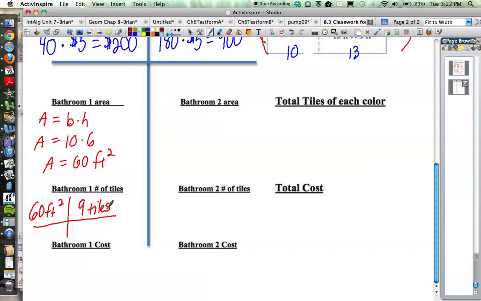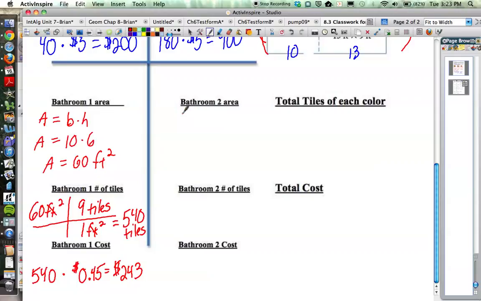We have 9 tiles in 1 square foot. So canceling out square feet, 60 times 9 is 540 tiles. That's how many blue tiles we use for our bathroom. 540 of those tiles, and these cost 45 cents each. Notice above it says that each one of them is that much money. So 540 times 45 cents is $243.